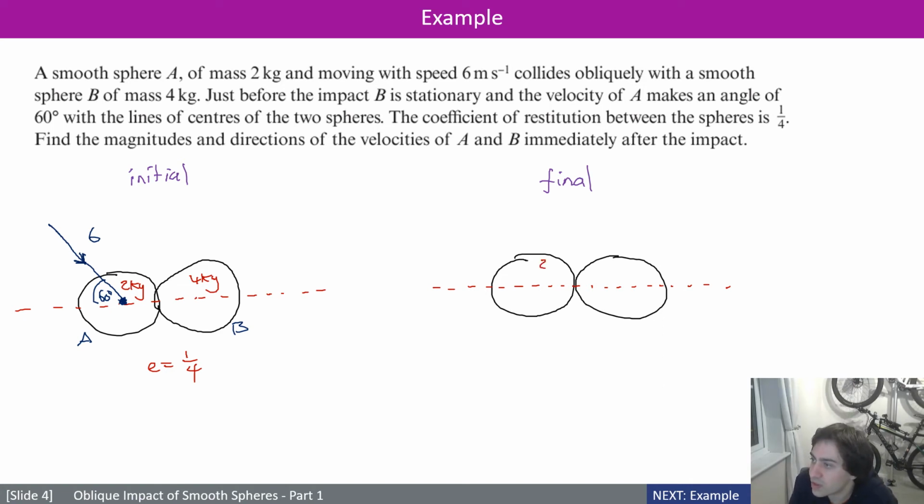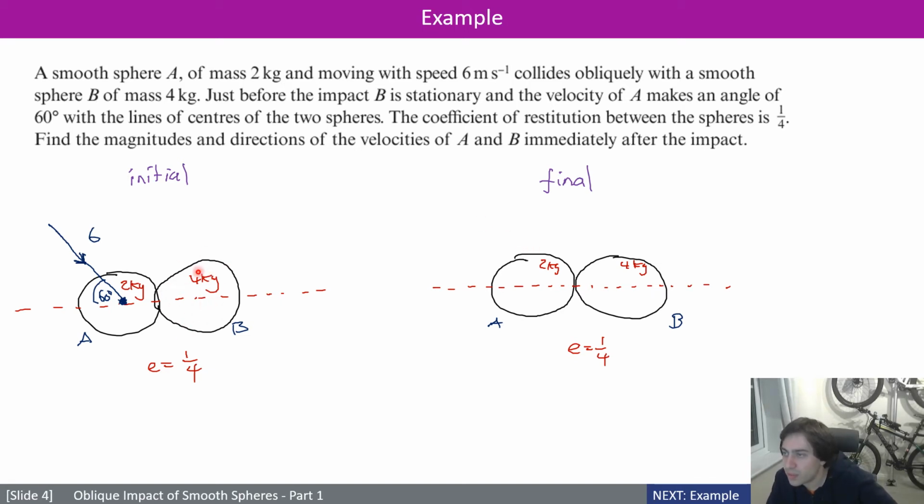The masses are obviously the same. E is still a quarter, A and B are still the same object, but what's changed is the velocities, right? And the angles and their magnitudes. However, we shouldn't put on redundant information.